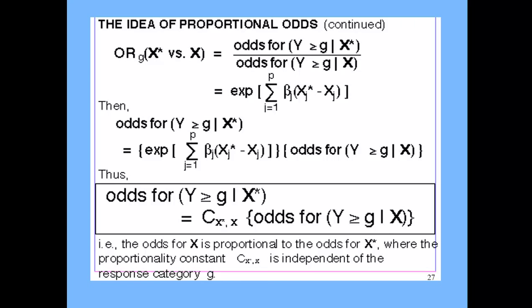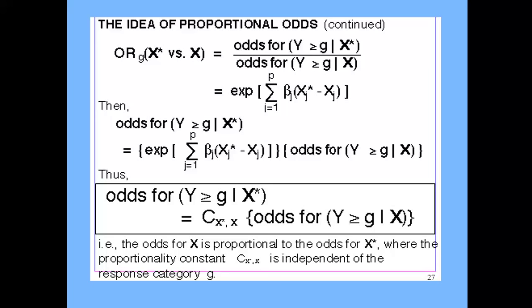But let's say it in another way. If this formula says that this ratio, y greater than g given x star over y greater than g given x, is equal to this, can I multiply this ratio by the denominator? This is simple algebra. If the numerator divided by the denominator is equal to this number, which doesn't depend upon g, then the numerator is equal to this number times the denominator. If a over b equals c, then a equals b times c. That's all I've done here.